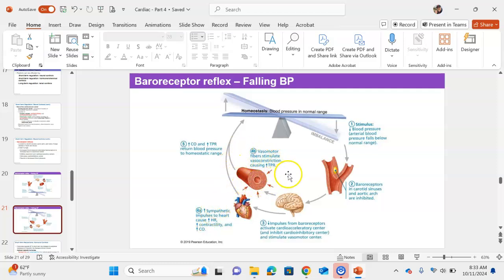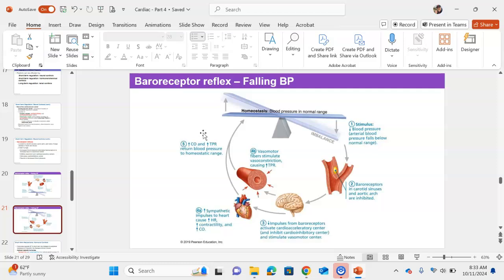Okay, when we get more impulses from the vasomotor center, that causes vasoconstriction. Blood vessel diameter decreases. Now look, resistance goes up. So you take all of these changes into account. Any one by themselves is going to raise blood pressure, but when they all work collectively, BP goes back up into a safe normal range.